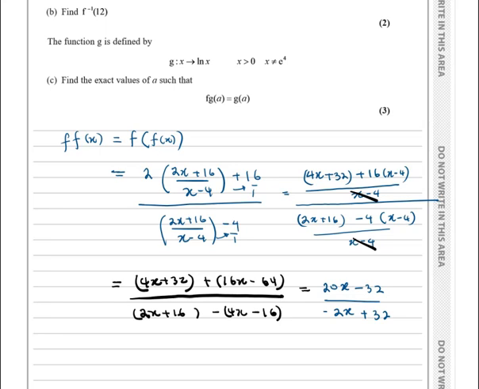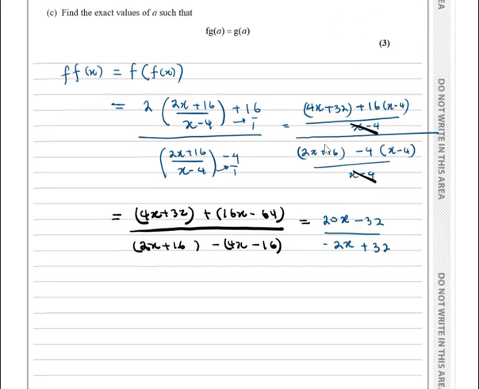But they said simplified form, so we want to try to simplify it. You can see we can divide everything by 2. So your f of f of x is going to be equal to, divide everything by 2, so you have 10x minus 16 over minus x plus 16, like that. That's your answer. You can factorize out the 2 on the top, but it's not important. Let us go to the next part.